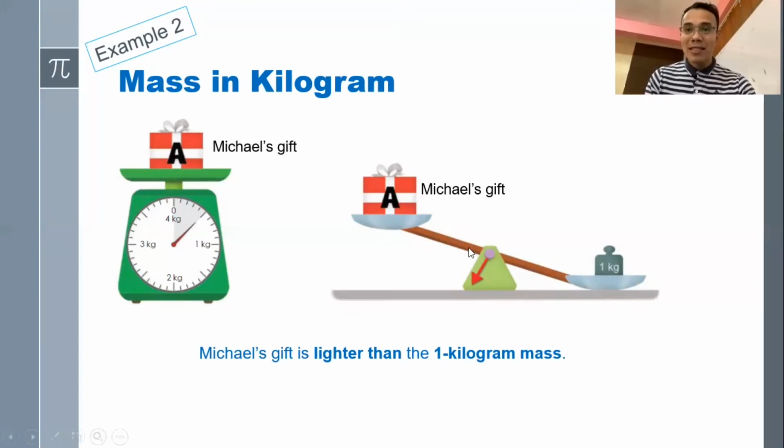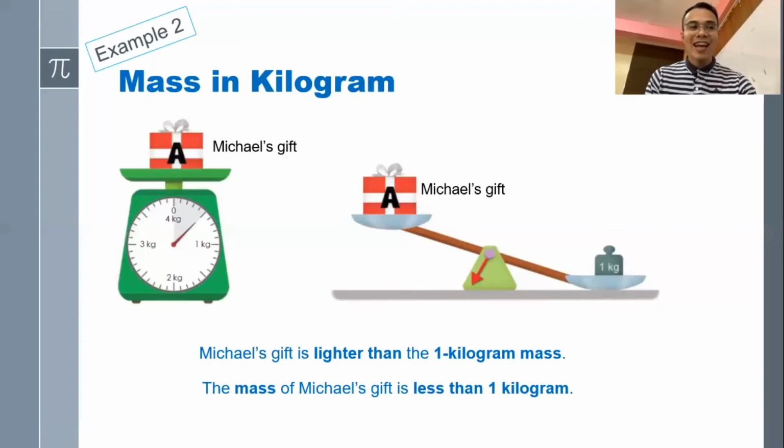Look at the balance scale. Michael's gift is on top, which means it is lighter. What other observation can you make out of this picture? We can also say that the mass of Michael's gift is less than 1 kilogram.